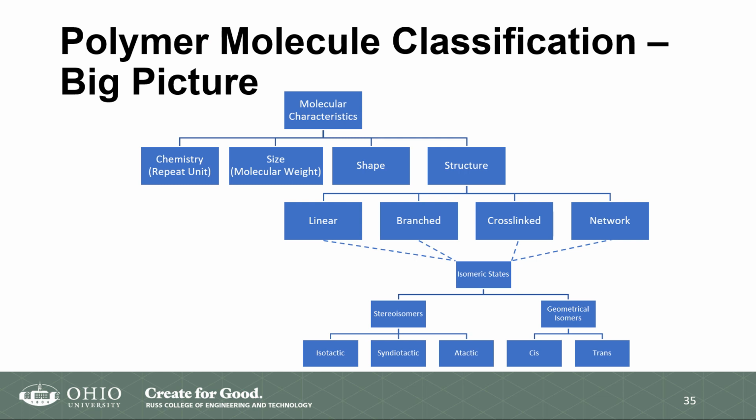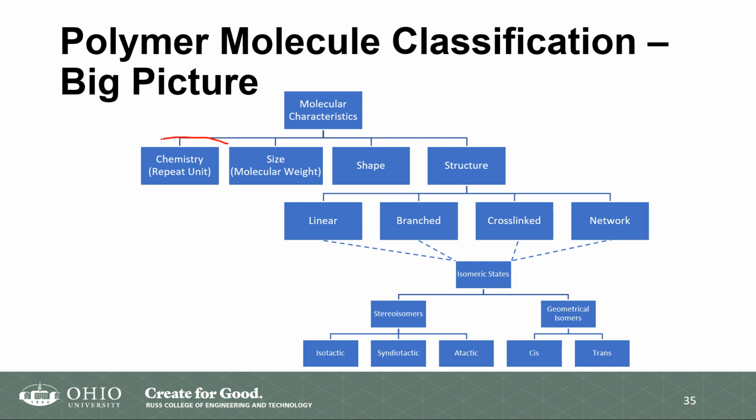And so we've started classifying polymer molecules, and I mentioned that these can be differentiated based on their chemistry, their size or molecular weight, the shape, and their structure. And then if we look at these structures overall, those can be subdivided based on what we call isomers, which is what we'll cover today.